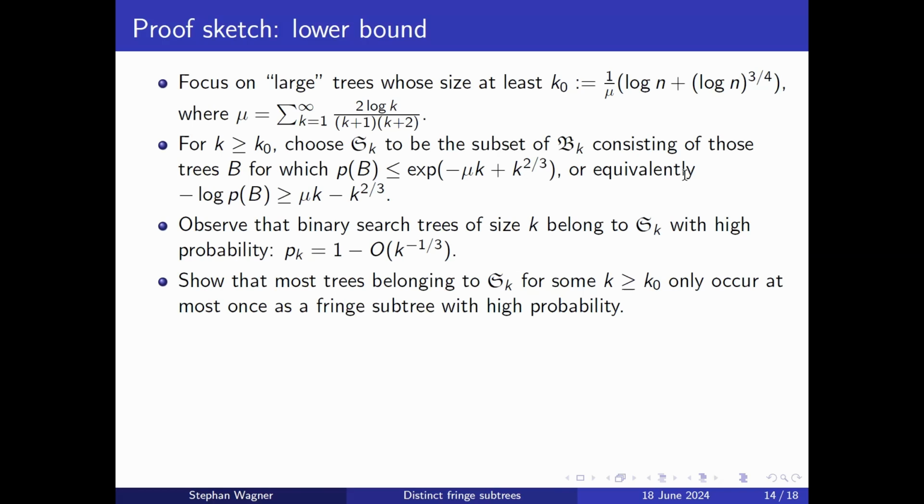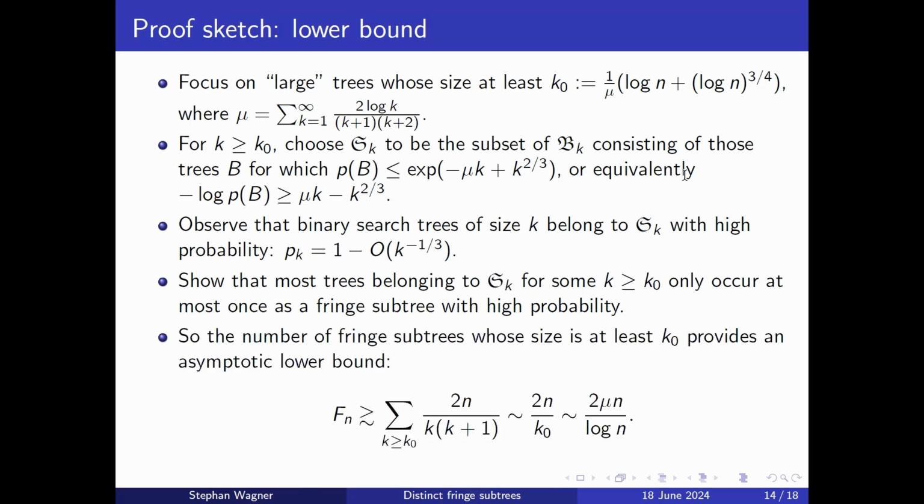So that means they do not occur as duplicates. If they occur at all, they occur once somewhere in your tree. And the benefit of knowing that is that instead of counting distinct fringe subtrees, you can say, well, I'll count them all, because those that I care about with high probability only occur once anyway. So the number of fringe subtrees whose size is at least k naught gives me an asymptotic lower bound.